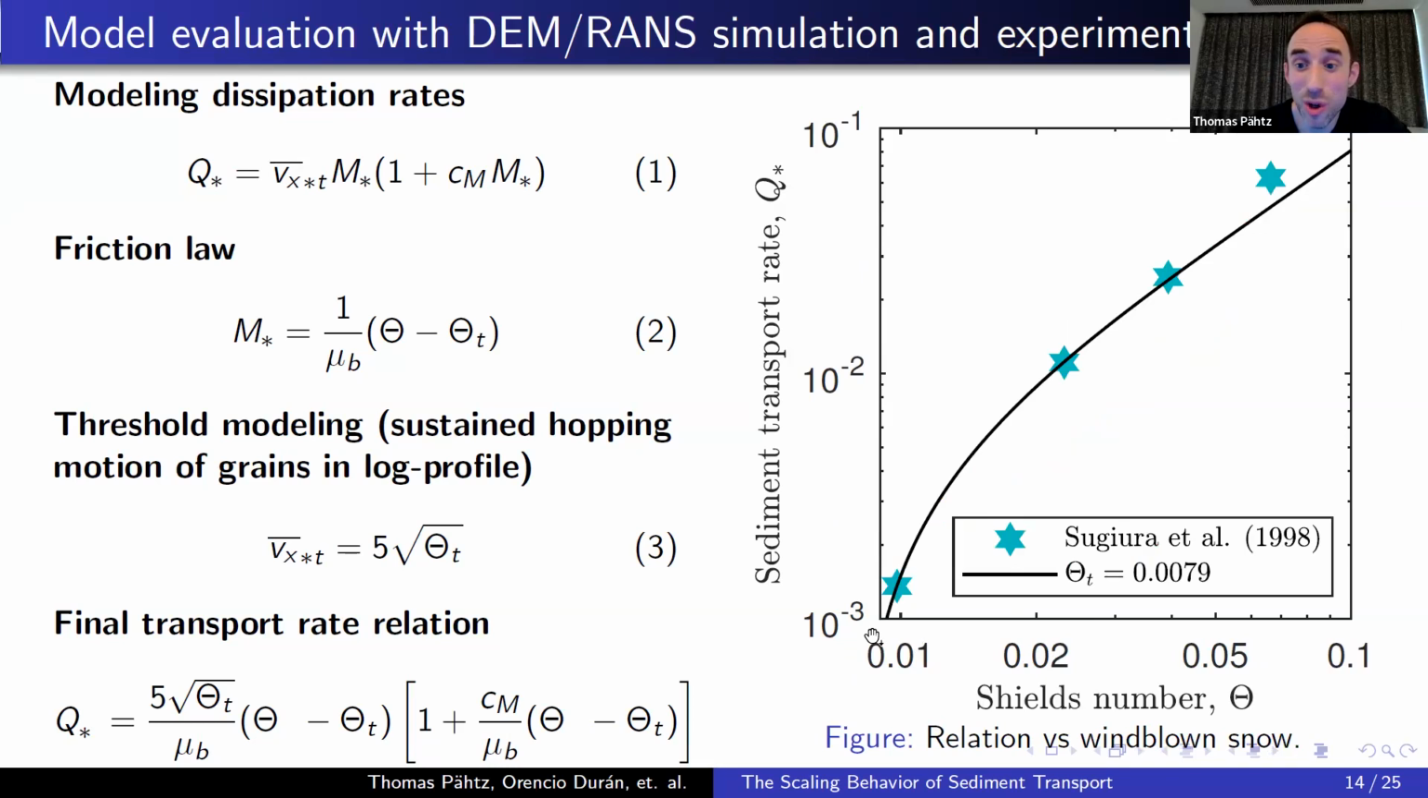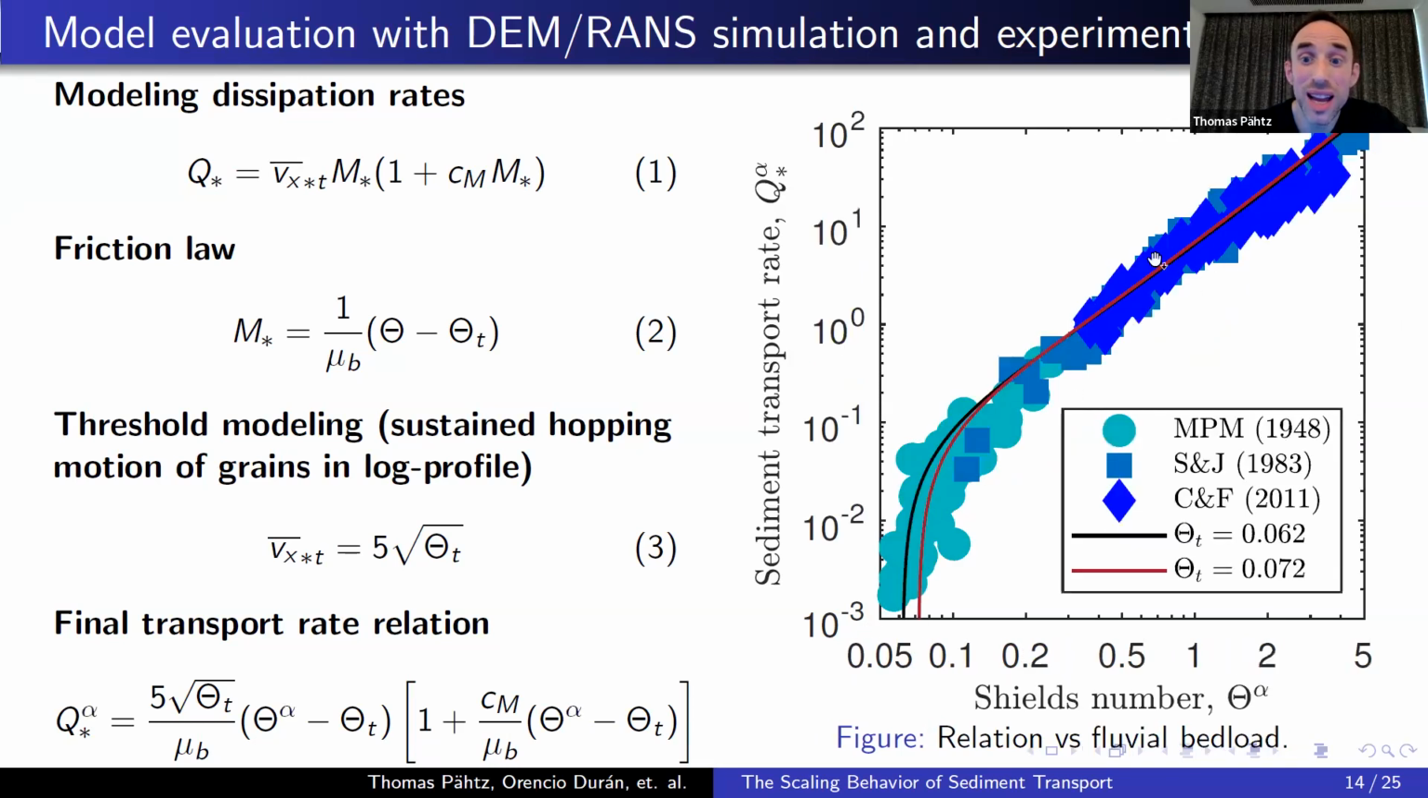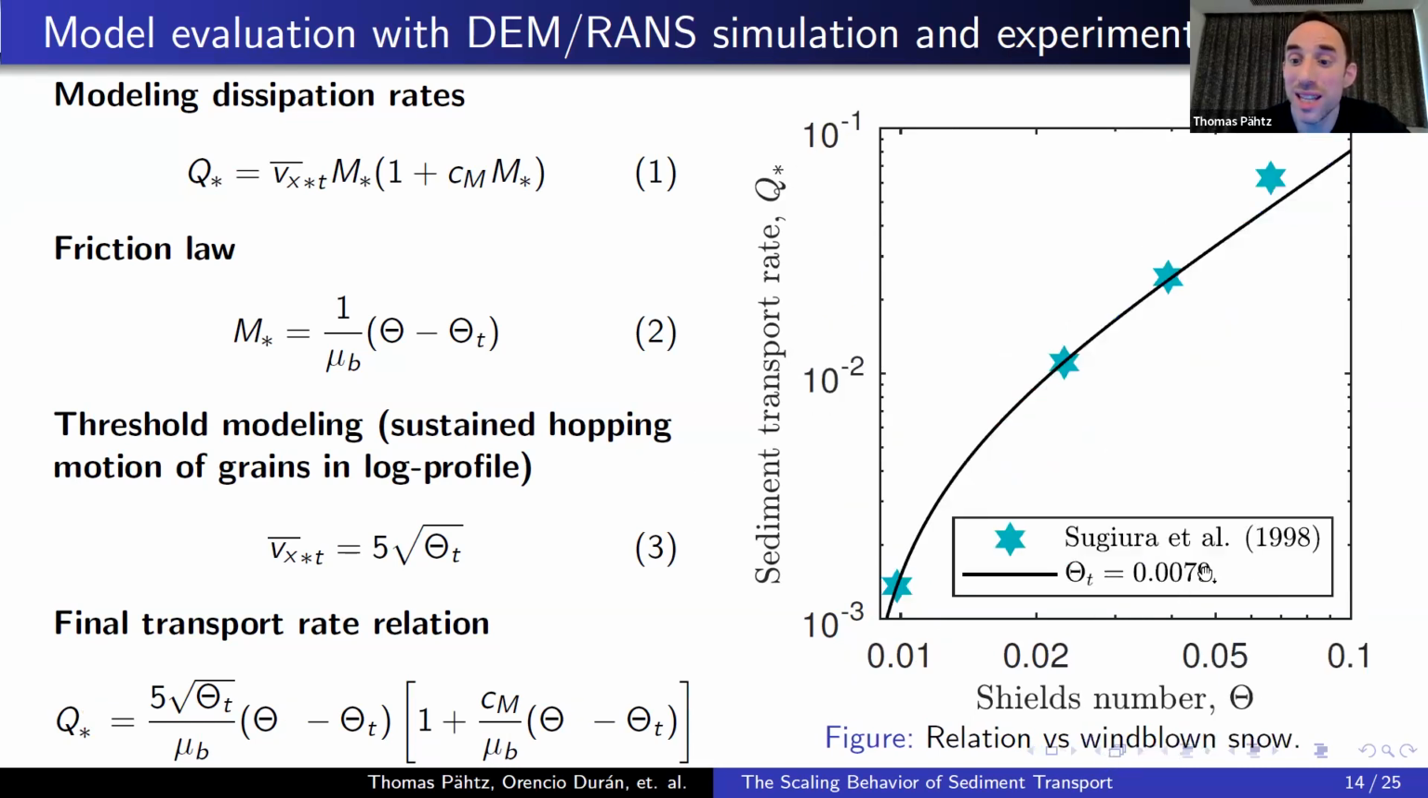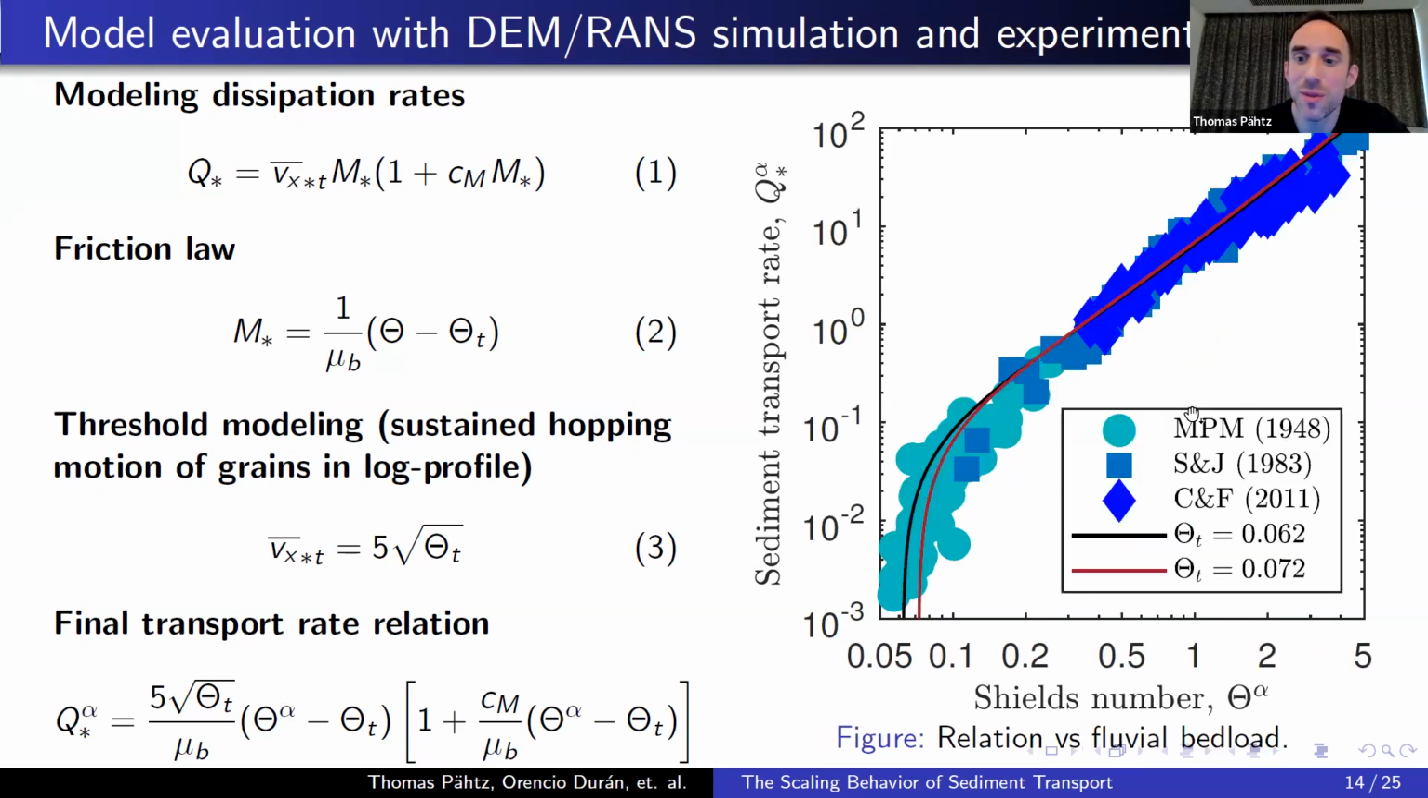We also have agreement with existing data of windblown snow, and also with data of fluvial bedload. In all these cases, the theta t is, for now, fitted. And here, when we apply it to fluvial bedload, we had to take into account the bed slope angle, which I didn't talk about so far. Okay, this is alpha.